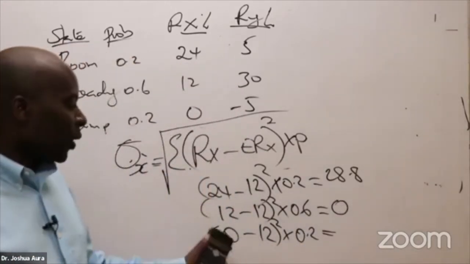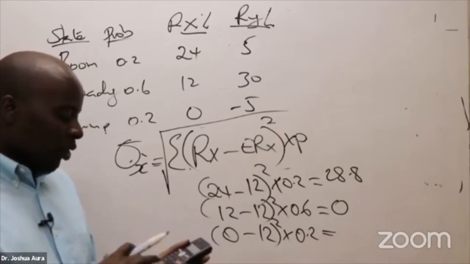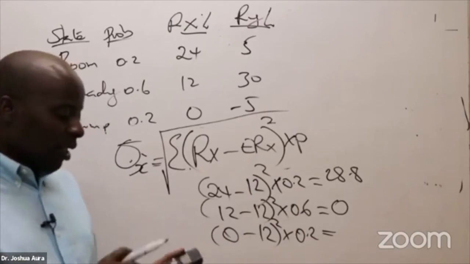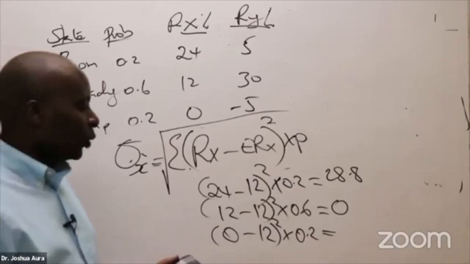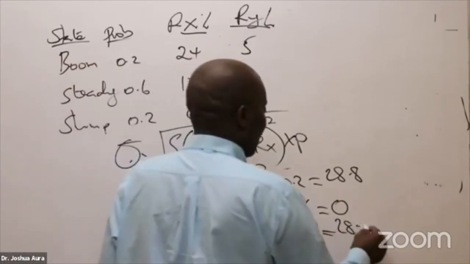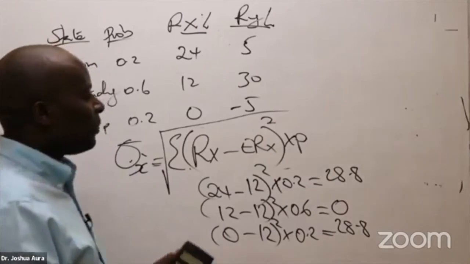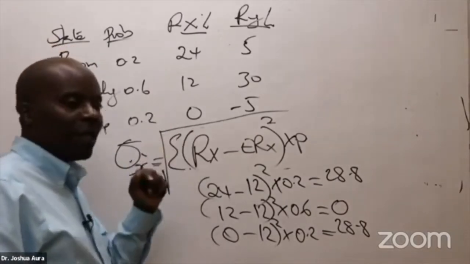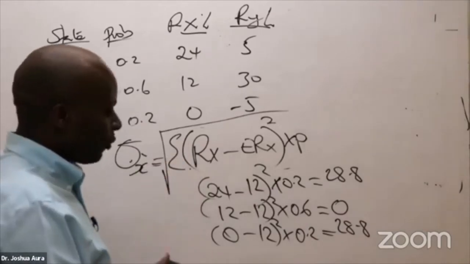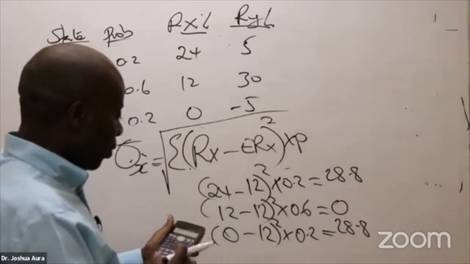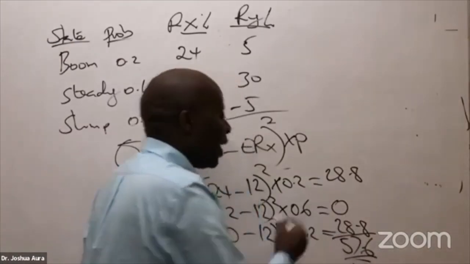We go to the next one, ladies and gentlemen. We have open brackets, 0 minus 12, close brackets, squared, times 0.2, which will end up giving us 28.8. So please, as per the summation, I want the summation first before I take the square root. So 28.8 times 2 gives us 57.6.